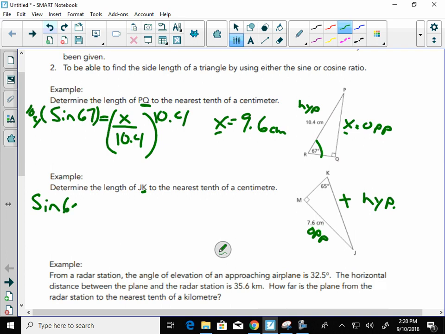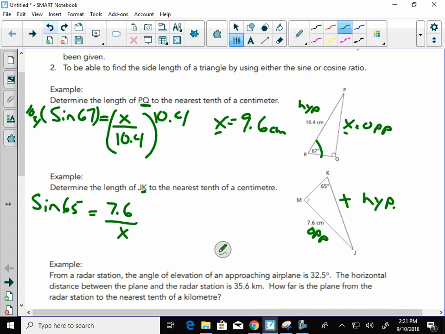x over 7.6. No, 7.6 over x. See, this confuses me now because they're all messed up. Okay, so do you guys remember what to do when the x is on the bottom? You switch them and divide, right? Why is that? Because x is your hypotenuse, right? So you do sin 65 divide.